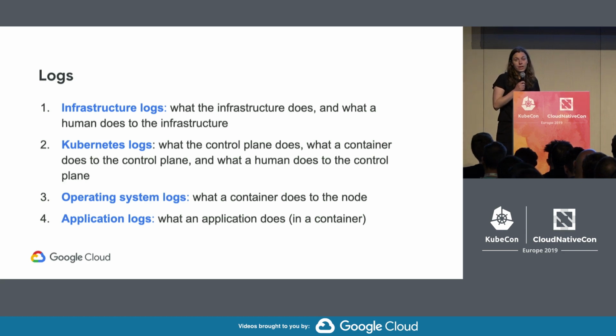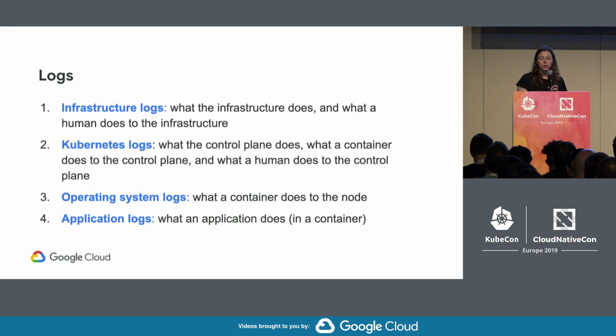So we're going to look at four different kinds of logs. Infrastructure logs: these are changes to your infrastructure. It's what the infra does and what a human does to the infra. If you're using a cloud provider, this includes changes to cloud APIs that you're accessing and to your services. Kubernetes logs: these are what the control plane does, what a container does to the control plane, and what a user does to the control plane. Think of this as anything that needs kubectl or anything that Kubernetes handles for you.